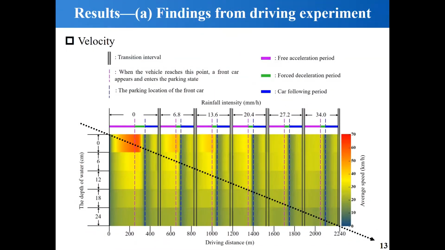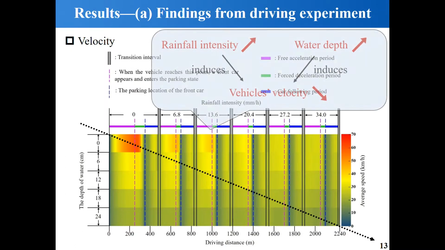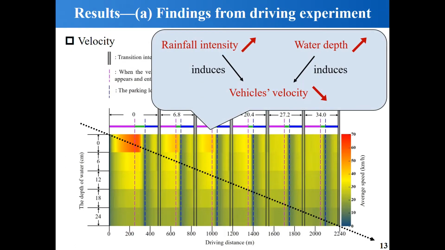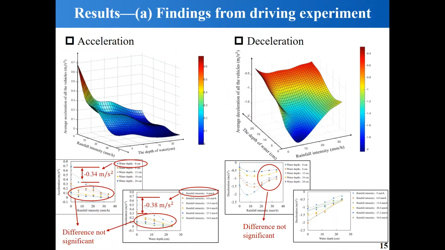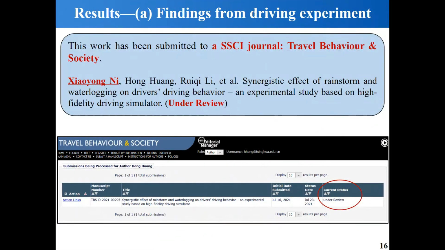This figure shows the feature of vehicle's velocity during the experiment quantitatively. Increase of rainfall intensity and water depth would induce the decrease of velocity. We also found that if waterlogging does not exist, then the rainfall intensity has more significant influence on vehicle speed, and vice versa. Similarly, rainfall and waterlogging both have significant effect on vehicles' acceleration and deceleration. This work has been submitted to a SSCI journal, TBS, and now is under review.